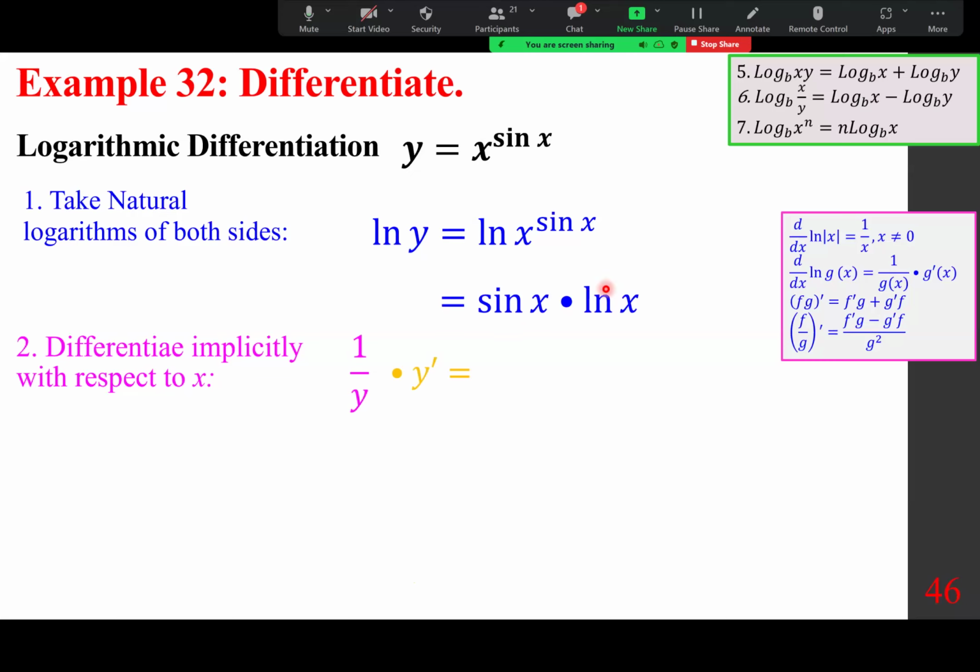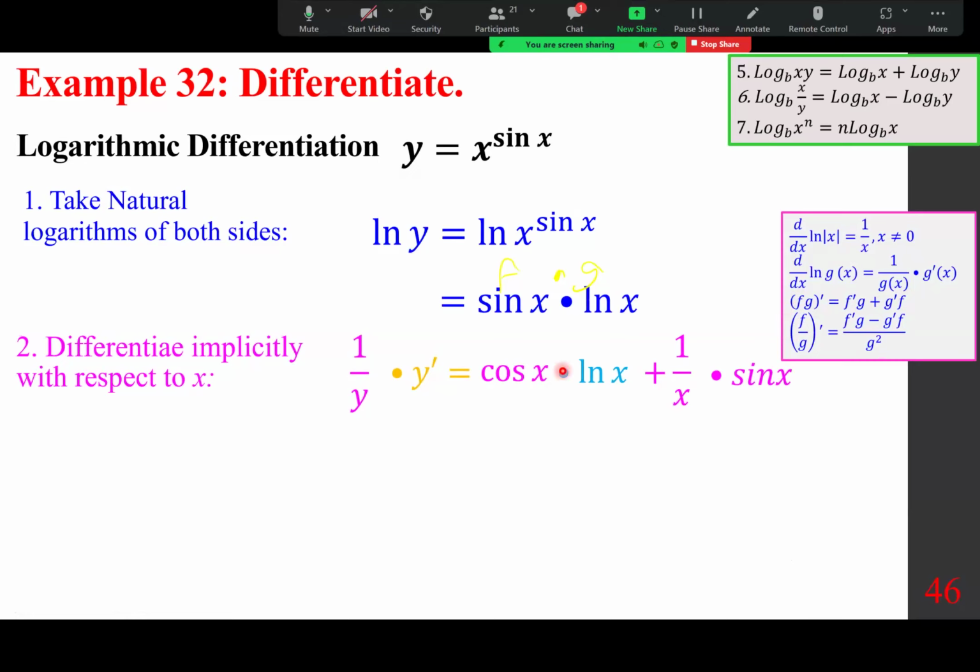The right side is a product of two things, so you use the product rule on that. Let me write f times g. So we need f prime. Sine gives you cosine times ln x plus ln x gives you 1 over x times sine x. I'm using the product rule. We are done. Basically, we are done.